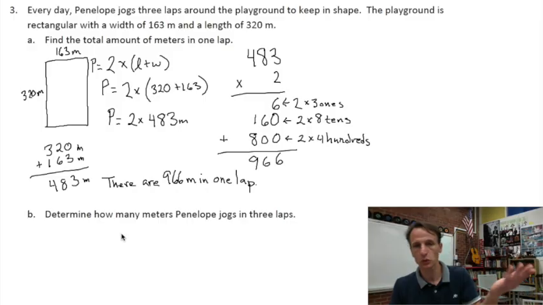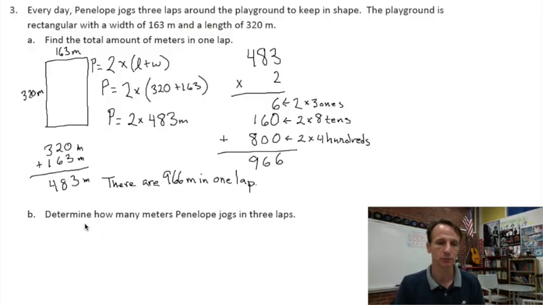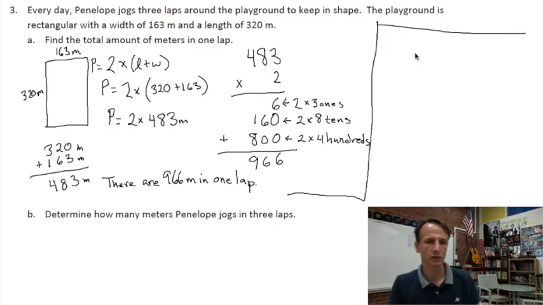Okay. Determine how many meters Penelope jogs in 3 laps. So I'm going to take the 1 lap and do what with it? Yes, multiply it by 3. No problem. We know how to do that. And I'm going to do my math for that up here. I'm just going to draw a little dividing line here, just to have enough space so I don't have to end up all cramped on the bottom there. So I'll take that 966 meters in 1 lap and multiply it by 3 for 3 laps.